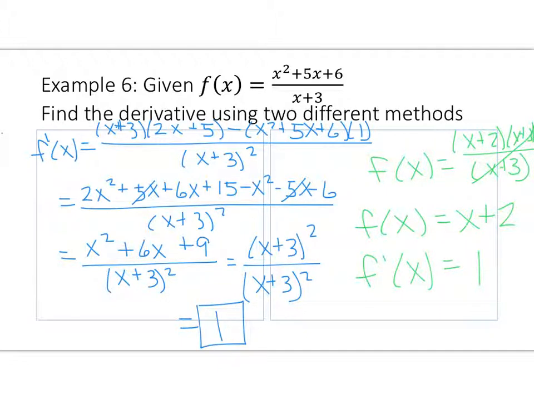So again, there are always multiple ways to find your derivative. Sometimes it's a good idea to use 2 different methods to check yourself. Sometimes one method is a lot shorter or more simple than the other one.